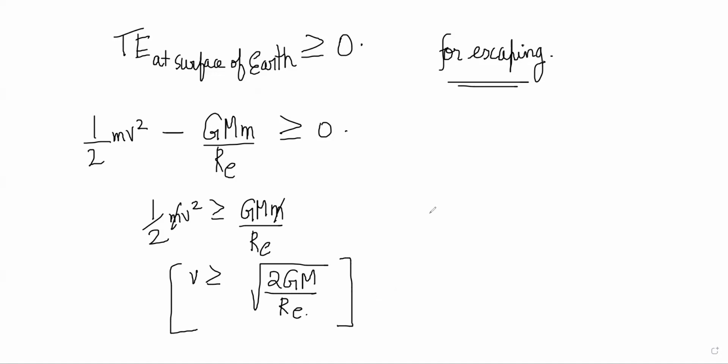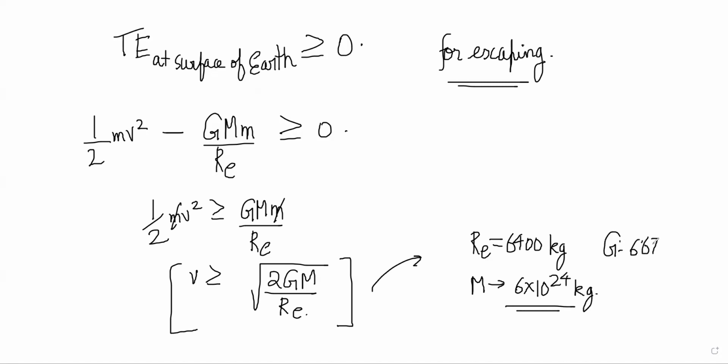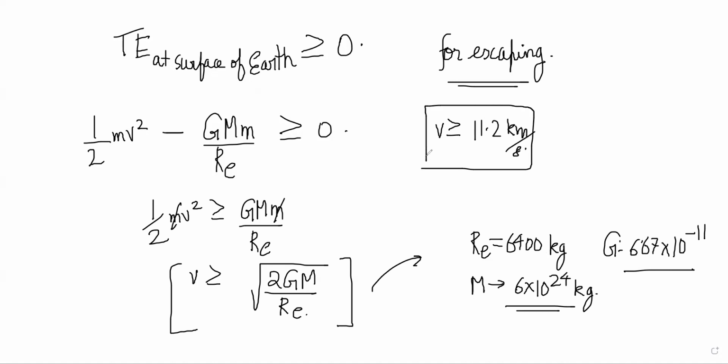If you calculate the value of this using the data for Earth's radius, which is around 6,400 kilometers, Earth's mass, which is roughly 6 times 10 to the power 24 kg, and G, which is 6.67 times 10 to the power minus 11, you should get something like v greater than or equal to 11.2 kilometers per second. So you need to acquire a speed of about 11 kilometers per second near the Earth's surface, and only then will you be able to truly escape the Earth. The actual value of this is not important. What is important is this formula for escape velocity.